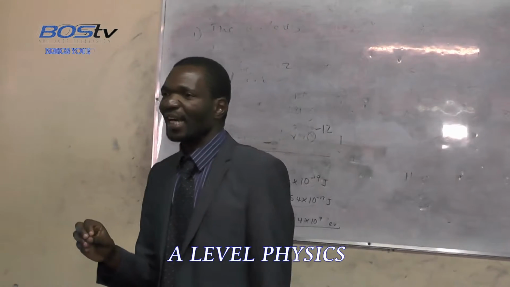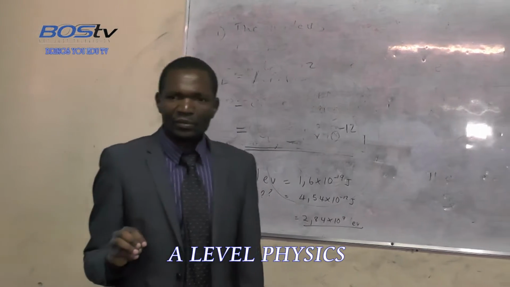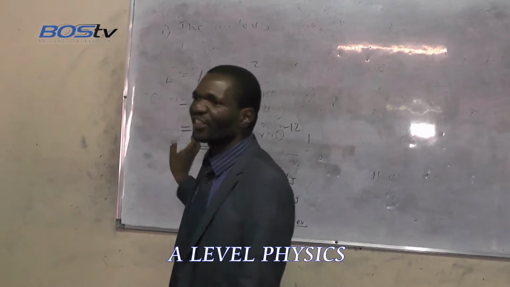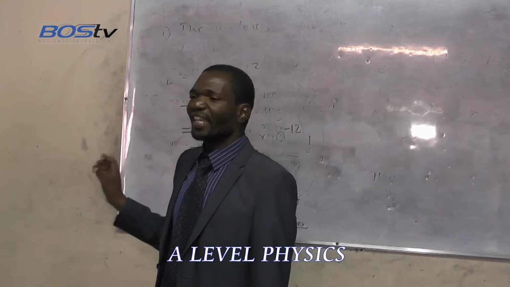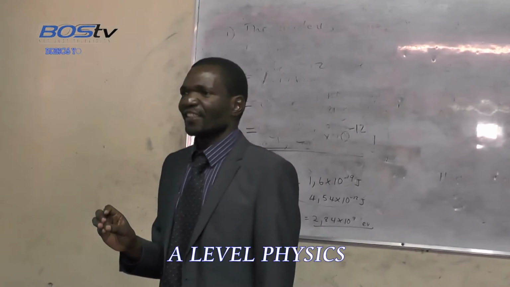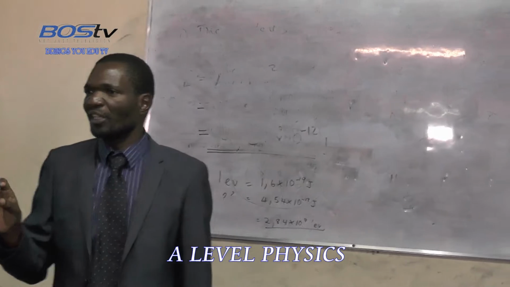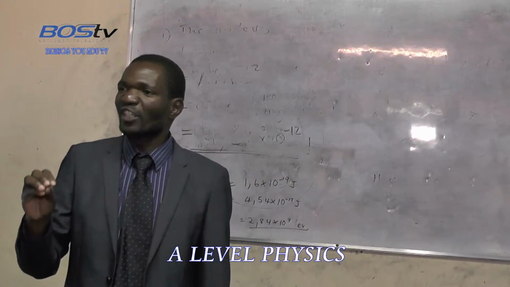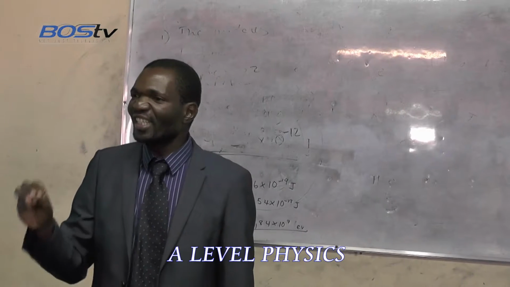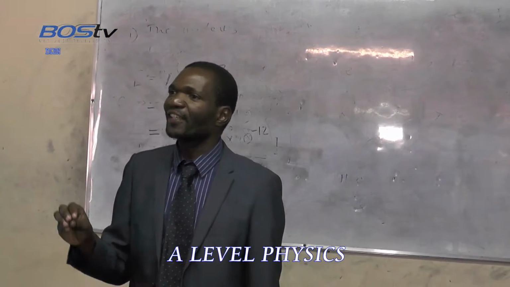So that the products are more stable compared to the reactants. Now, for the nuclei to achieve that, they have to release energy. Are we together? As they release energy, some of the mass is converted into energy. So that energy released when a nucleus is formed is the one which we refer to as what?